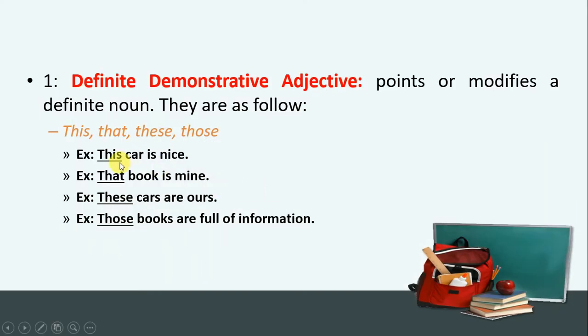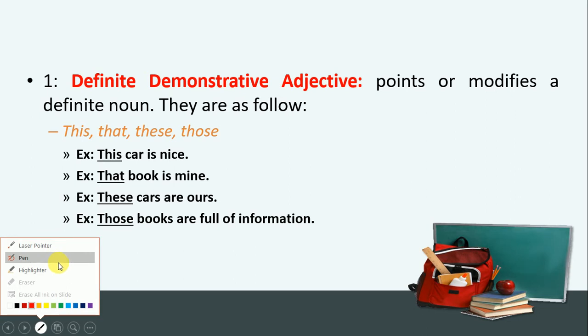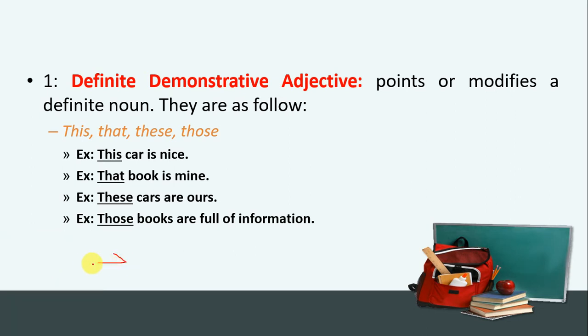Now, for more examples, you can come here. This car is nice. That book is mine. These cars are ours. Those books are full of information. You can see these are the examples. And remember that we always use them before nouns. There is a note. Remember this. Keep in mind that these words are always used what?